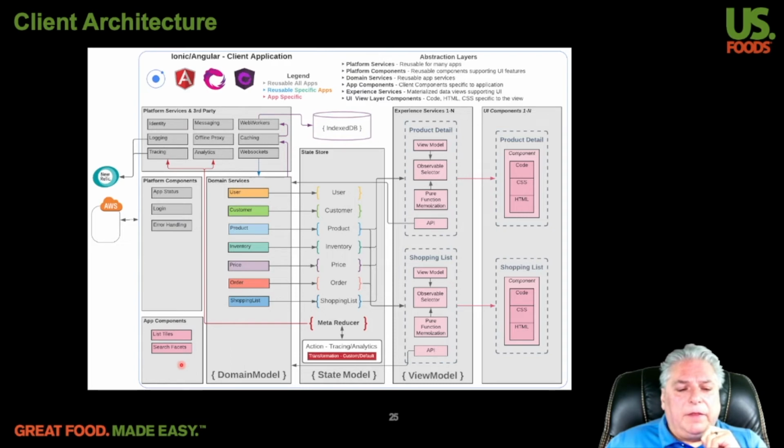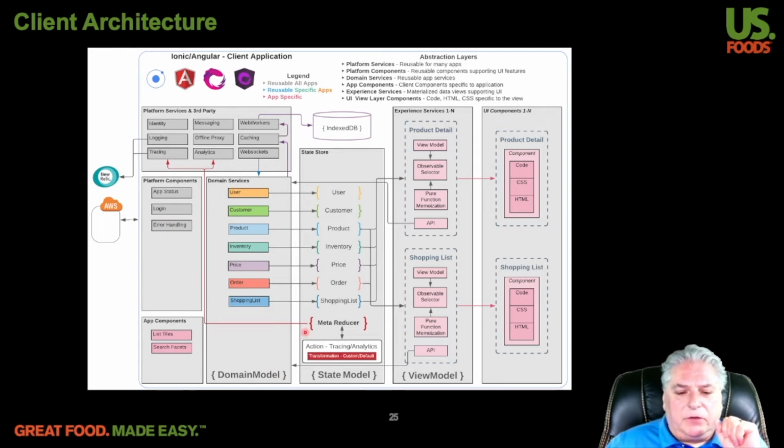And then there are things that are going to be very application specific, right? Like maybe the list tiles that we create or search facets, things like that. And those pieces can actually be built inside of our application. Then we have these domain services. And if you think about how we talked about on the server side, the domain services, we actually try to build these domain services that marry one-to-one with what's on the server. So user, customer, product, etc. And I'll get into the details of how we really think about these services and how they work.